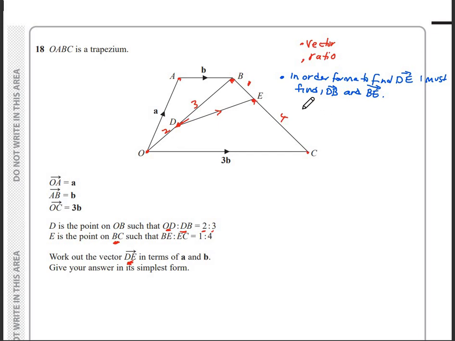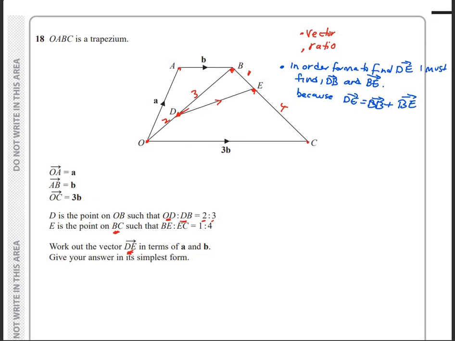Okay, and the reason why that is, is because DE equals DB plus BE. Okay? Alright, so I need to find DB.